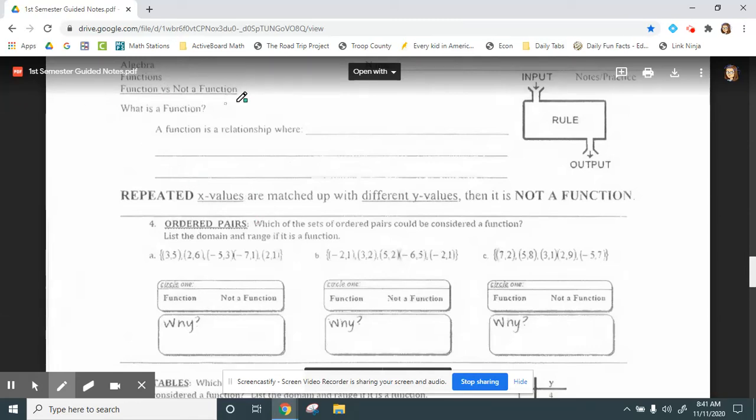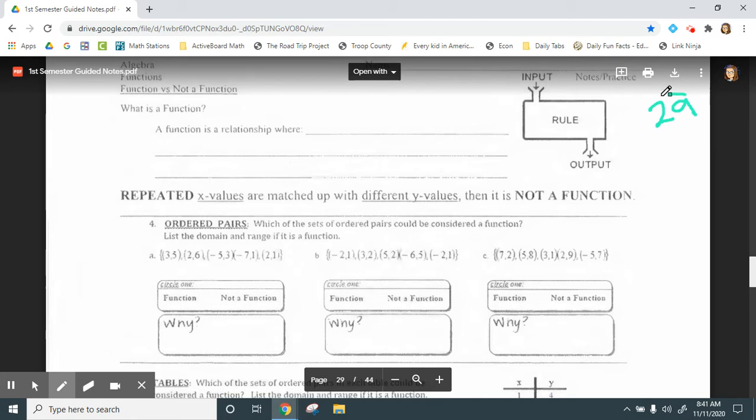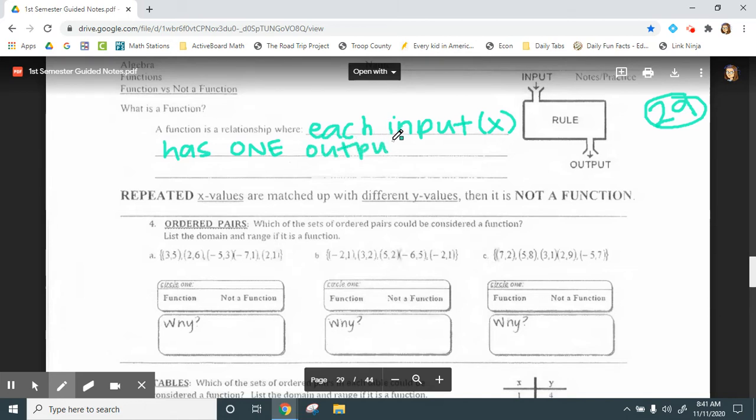Okay, so for function or not a function and linear or nonlinear, we are going to look at this note page, which will be note page 29. Basically, when we're looking at functions, a function is any relationship where each input has only one output. Each input, or x, has only one output or pair. And that's the y value.